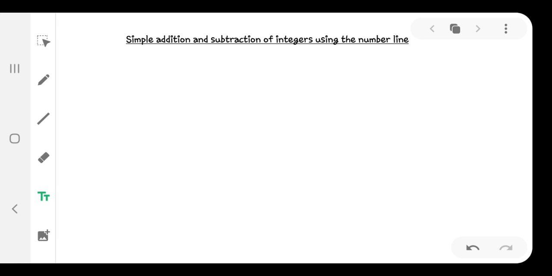Okay, welcome to today's class. We are going to look at simple addition and subtraction of integers using the number line.